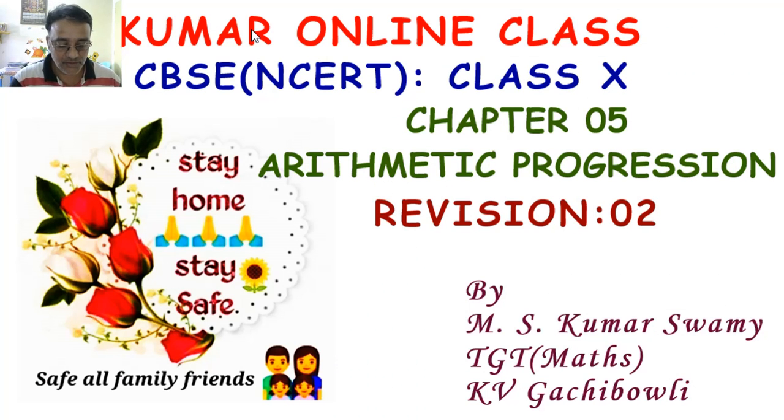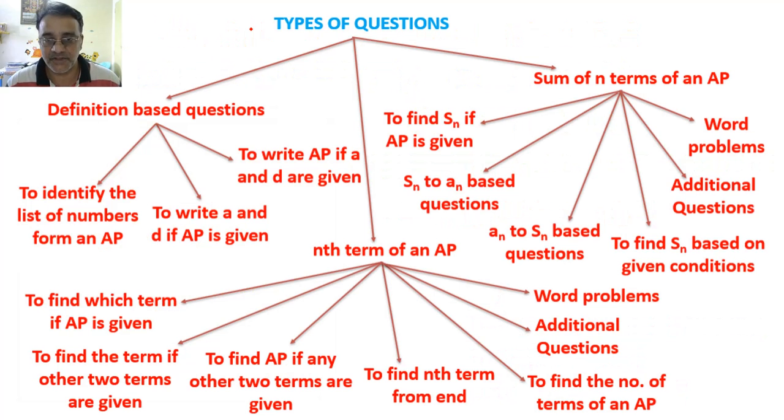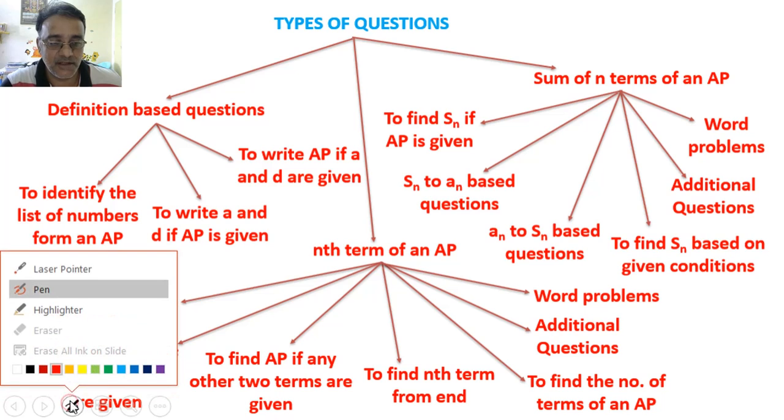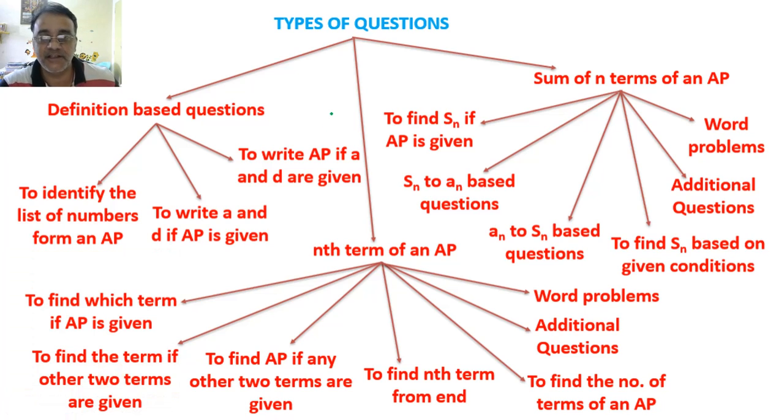So today we are going to start revision number 2 of chapter number 5, arithmetic progression. And these are the types of questions, and let us discuss what we have completed in the first session. Definition based questions में ये 3 topics हम लोग cover कर चुके हैं already.